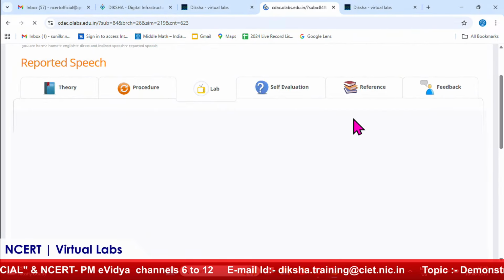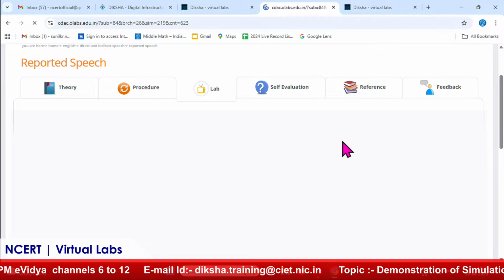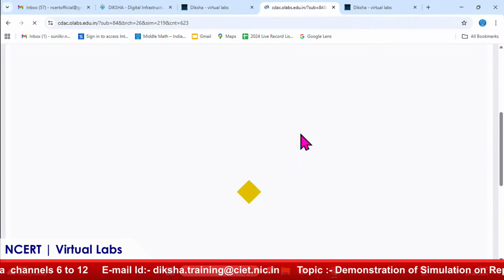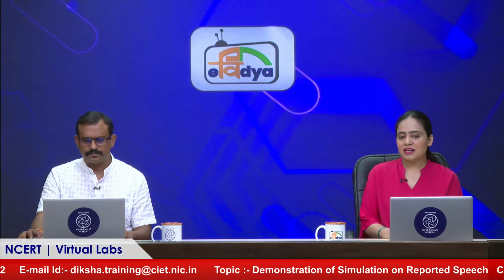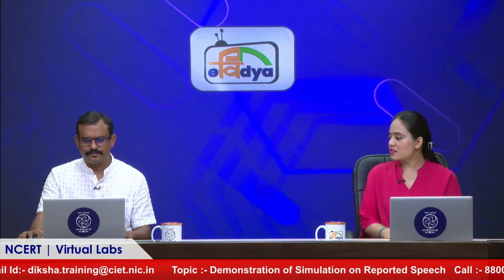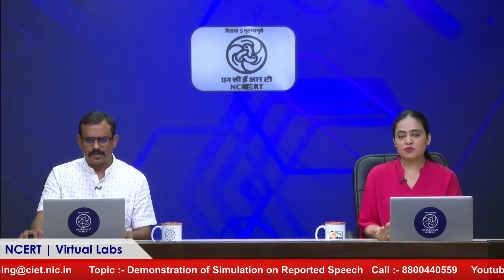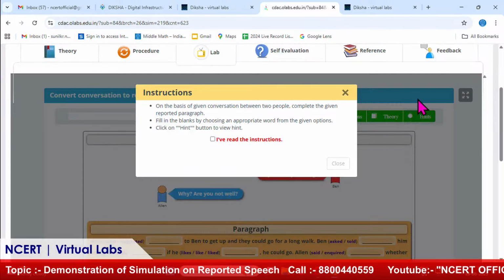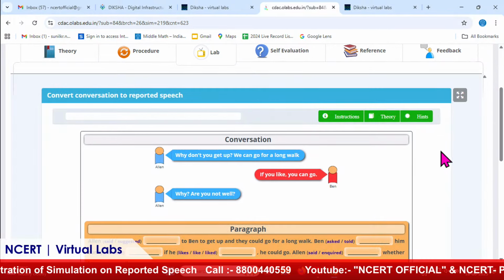There's a tab called lab and there's a tab called self-evaluation. We'll try to finish both. We have about 6 minutes. I think we have enough practice material here in the simulations, and how to attempt and perform the simulations, we have a procedure part for that as well. So here we are, I have read the instructions.